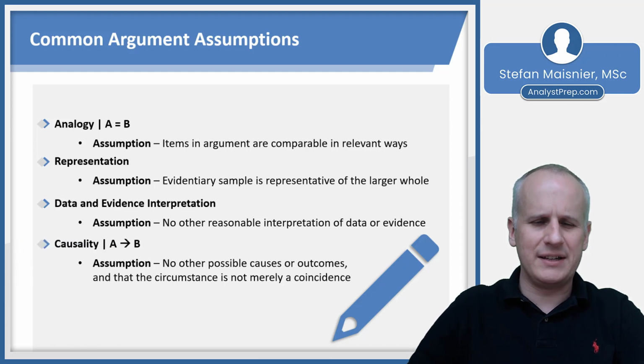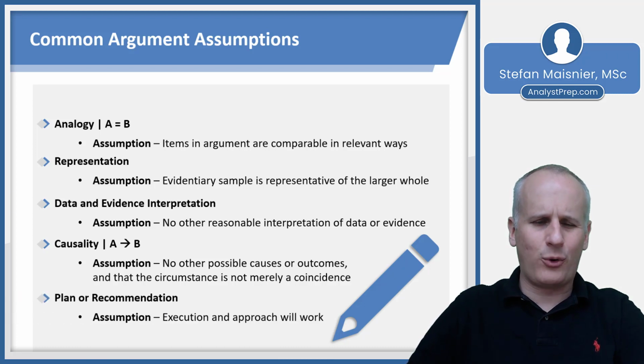And a causality argument is going to assume that there are no other possible outcomes or causes, and the circumstance is not merely coincidental. And our plan or recommendation type argument is going to assume that the execution and approach will work according to whatever the defined metric of success is. And remember that for all plans or recommendations, the default conclusion is that we will execute the plan. Otherwise, there's no point in mentioning it.